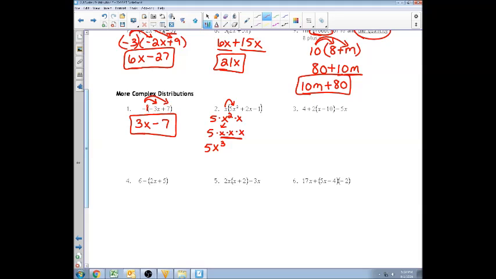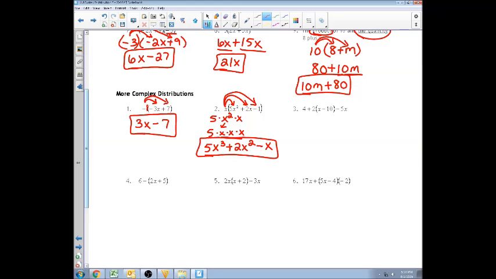Okay? Then I'm going to take the x times the 2x. It's following the same process that we just talked about with the 5x squared times x. X times x would actually be what? X squared. So it would be plus 2x squared. Finally, x times negative 1 would get me a negative x.